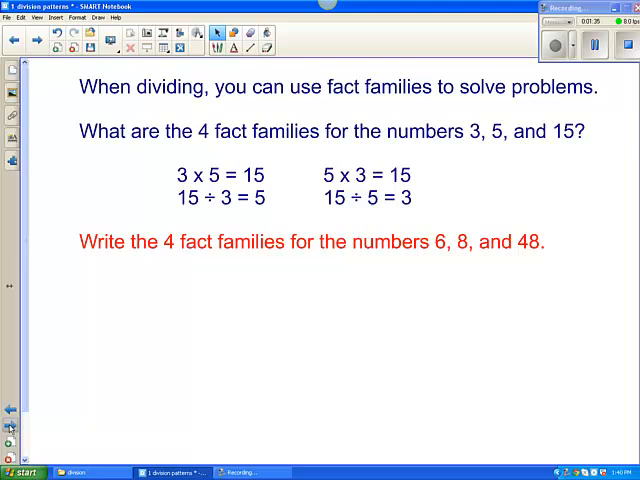What are the 4 fact families for the numbers 6, 8, and 48? Jot these into your notes now.